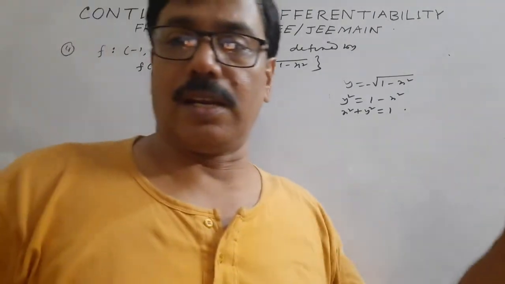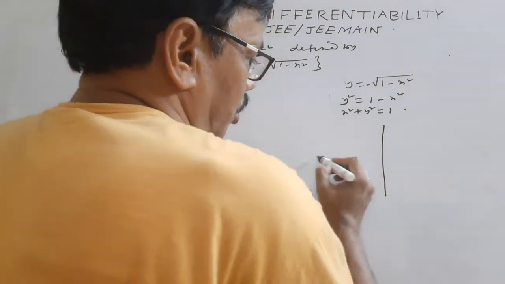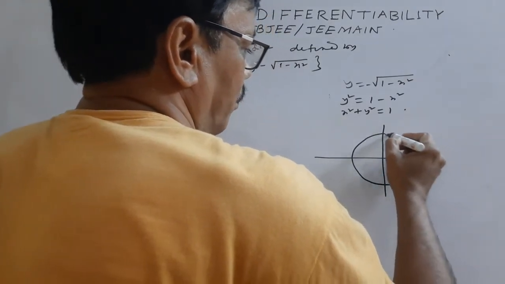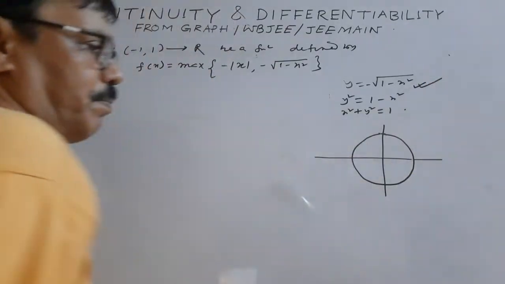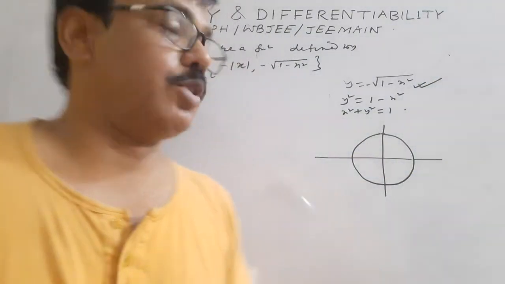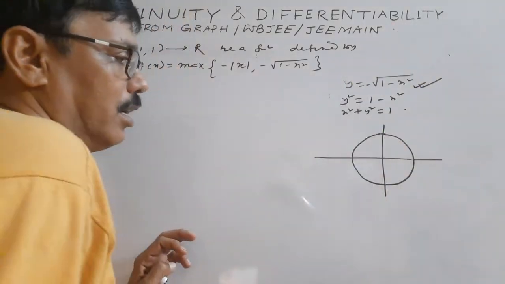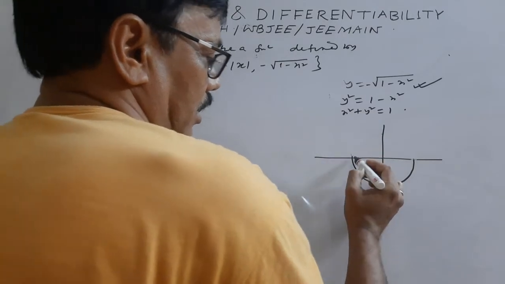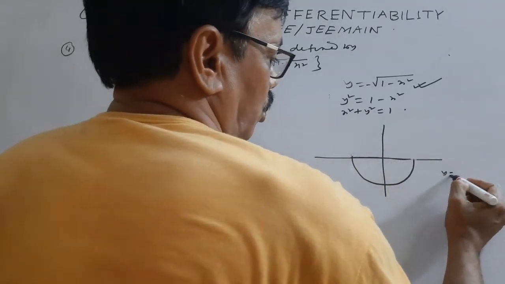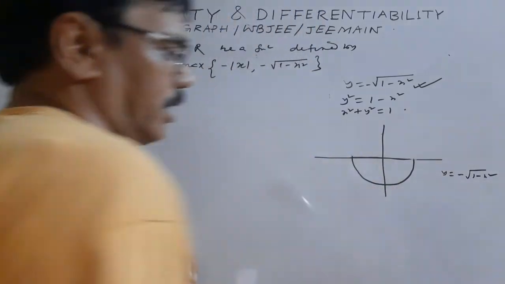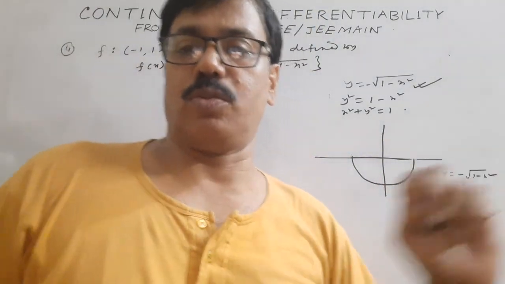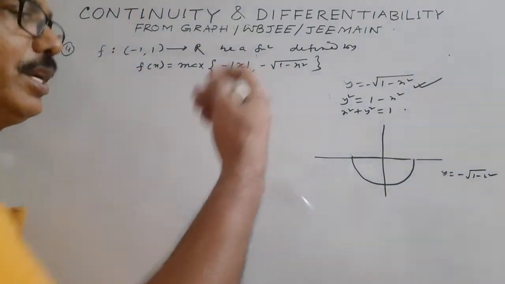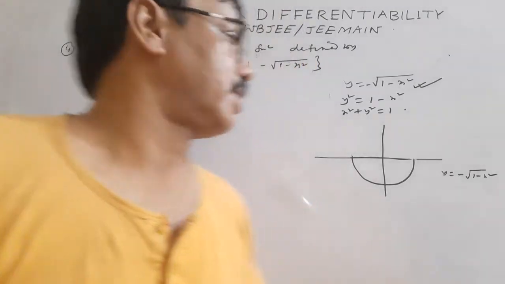So it is a circle of center (0, 0) and radius 1. But here only the negative part of y is taken. Y is negative, so the negative part of the circle is acceptable. So it is a semicircle below the x-axis. This is y equals minus root over 1 minus x square. So you should know the graph. If it is the positive part, then it is the circle above the x-axis.